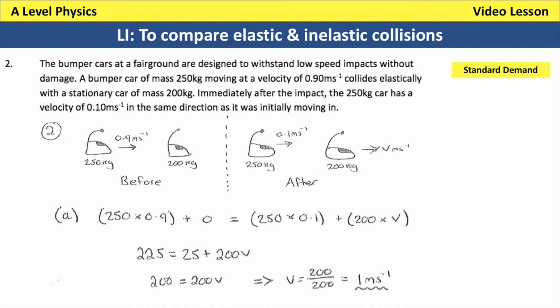Working out the numbers just to simplify a little bit, 250 times 0.9 is 225, 250 times 0.1 is 25, and 200 times v is 200v. We then take away 25 from 225 to give 200 equals 200v. So dividing by 200 gives a speed of that car as 1 meter per second.